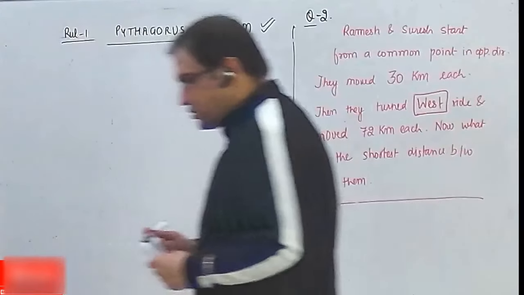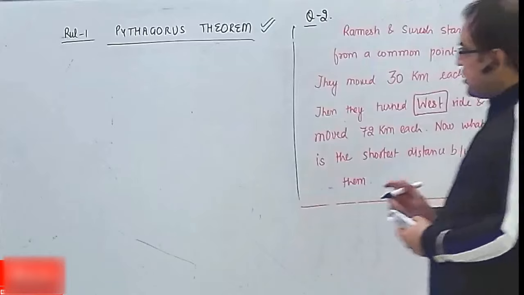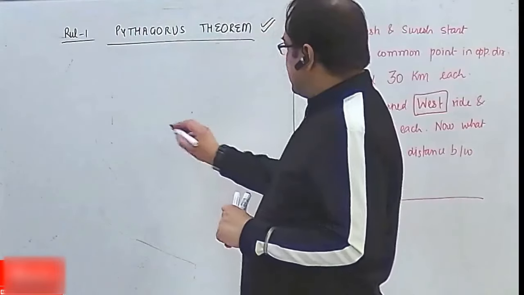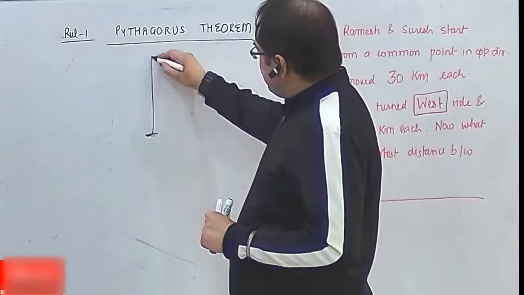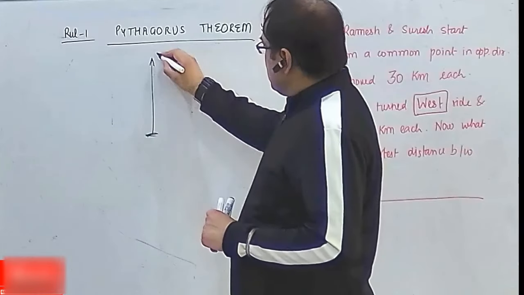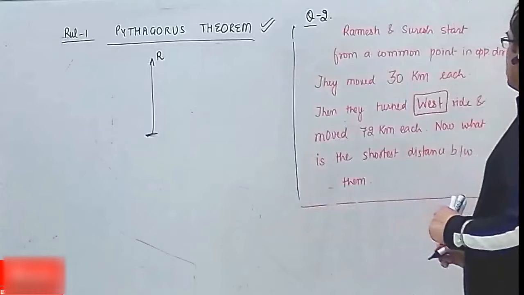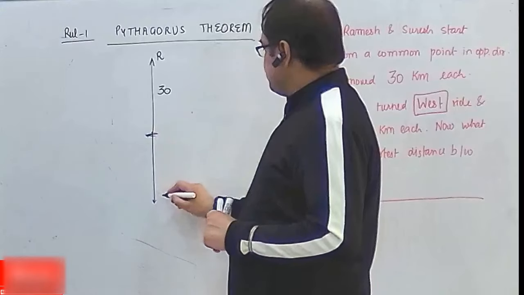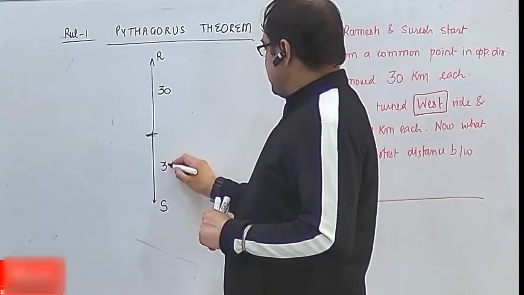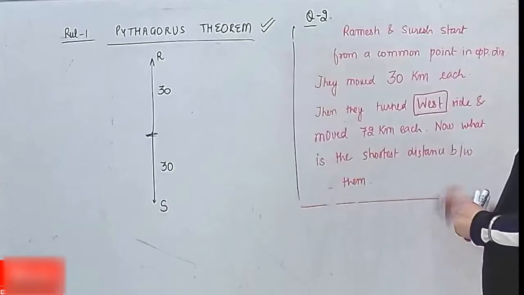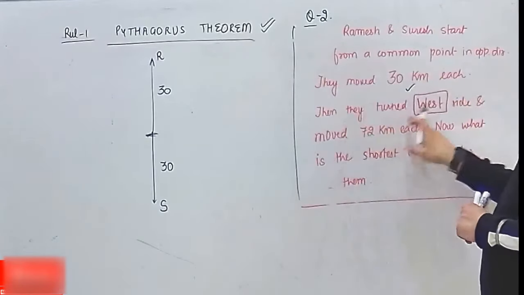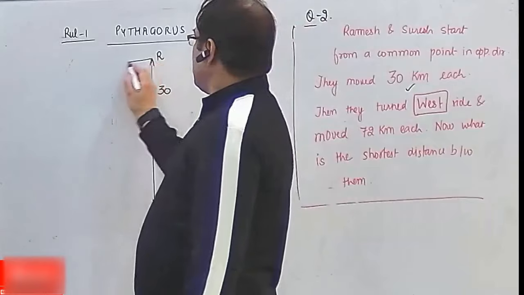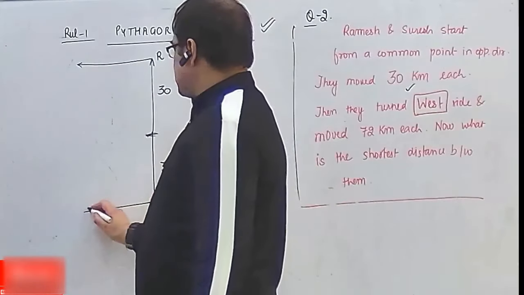Okay, Akshit says 60 kilometers. Let's see how we get the right answer. We have a common point from where they start. Ramesh goes in the north direction, let's suppose, and he moves 30. Suresh goes into south, and he moves 30. Okay, done. Now they turned west side. West side means they turn towards the west direction, so he also turns in this direction, and he also turns in this.